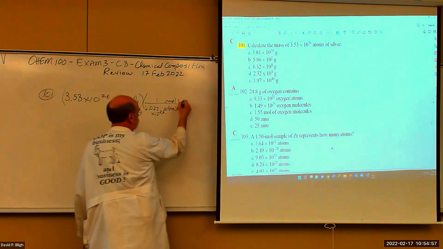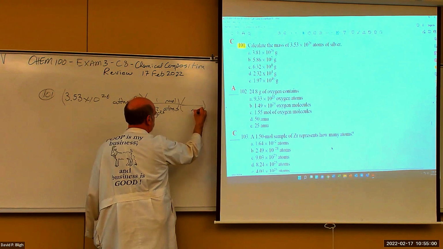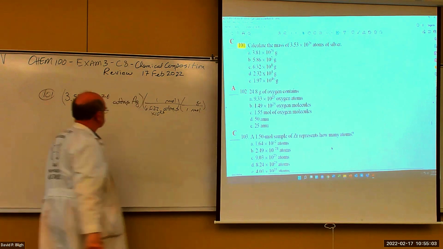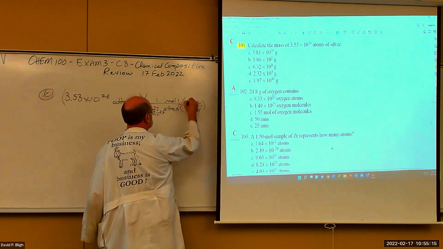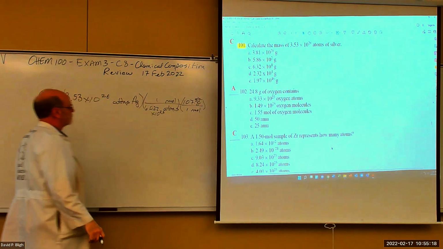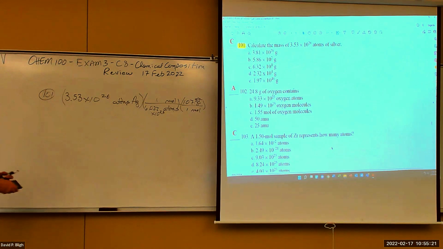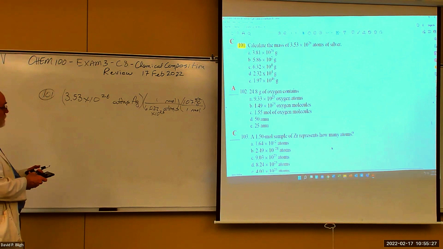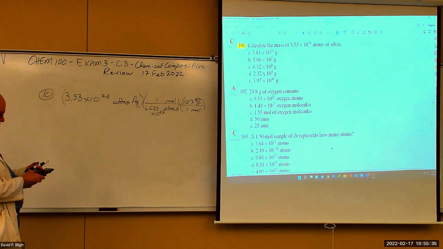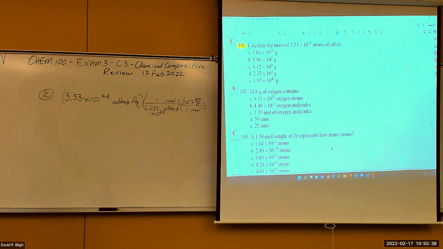Then we can go from moles to mass. We just need the mass of silver. Mass of silver, 107.87 grams per mole. So 3.53 times 10 to the 26th power, divided by 6.022 times 10 to the 23rd power, and then times 107.87. That gives 6.32 times 10 to the 4th.